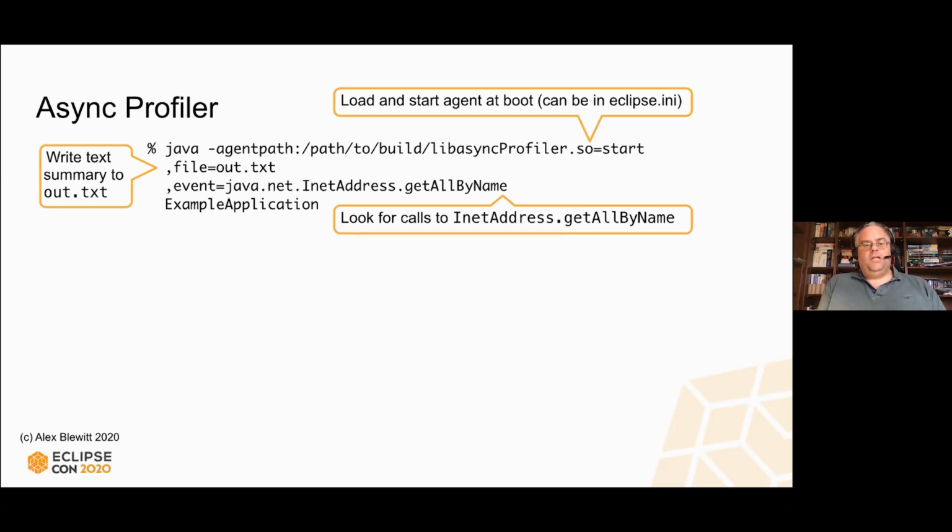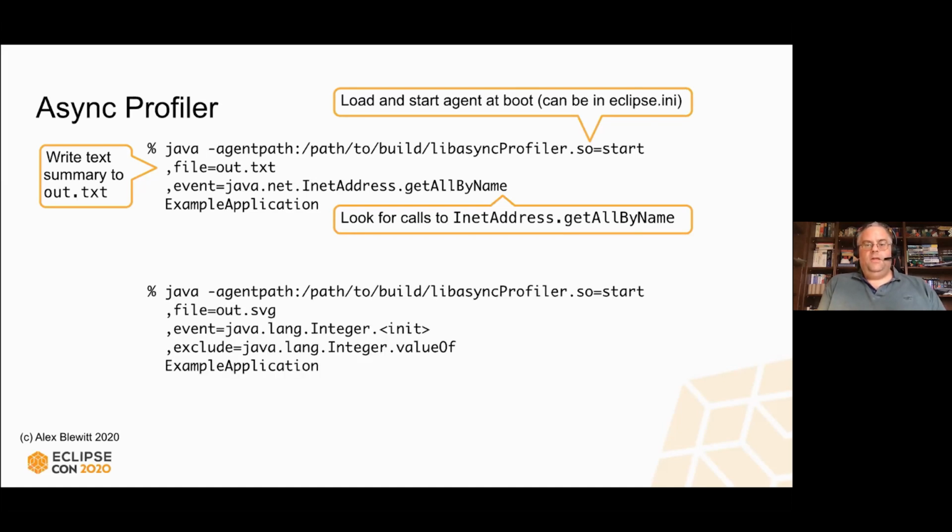What that will do is generate a text file, and it will give you a stack trace for each time that getAllByName is called, so you can see not only when it happened, but also where it happened from. If you wanted to, you can do the same thing by passing a file name that ends in .svg. If you write that, it will assume that you want to write out a flame graph, and it will write that out for you instead.